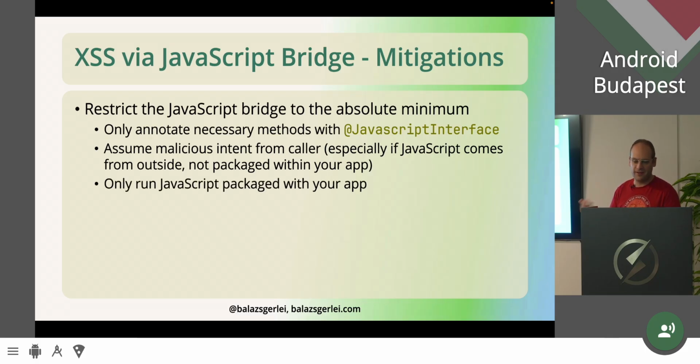Or of course you can only run JavaScript packaged within your application, which gets rid of many of the issues here, except if it is possible to change that JavaScript, but that really goes very deep, like app repackaging or something like that. But anyway, if you are sure that the content is trusted, then these problems are not coming up and not exploitable. But if you run JavaScript from outside, you need to think very carefully about what you allow.